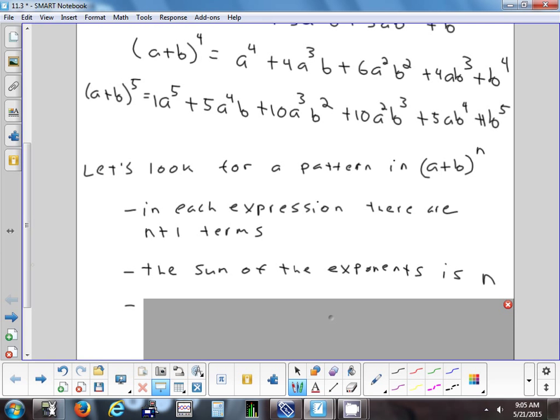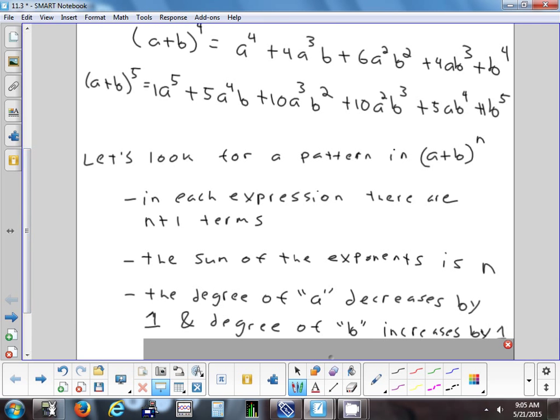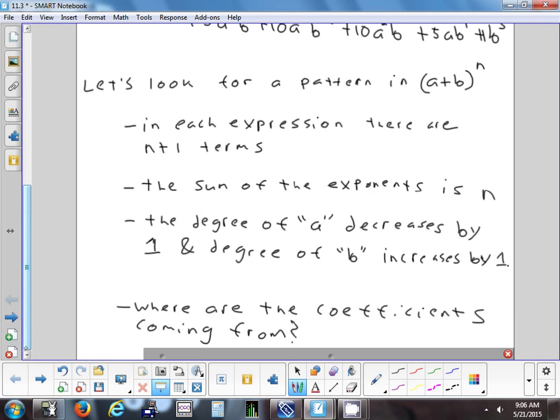Everything else I think we figured out. The sum of the exponents is the power you're raising it to. The degree of A is going down by 1, and the degree of B is going up by 1. And lastly, the coefficients, where are they coming from? That was Pascal's triangle.